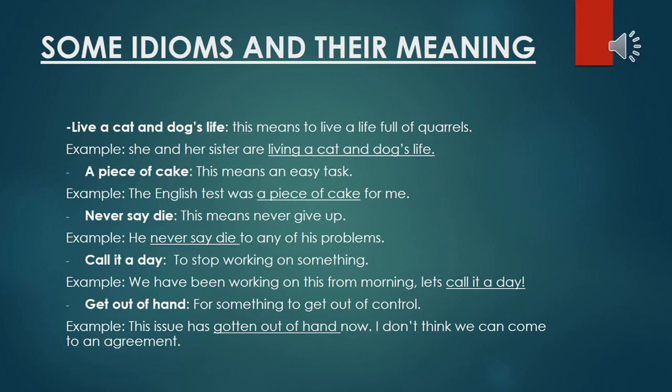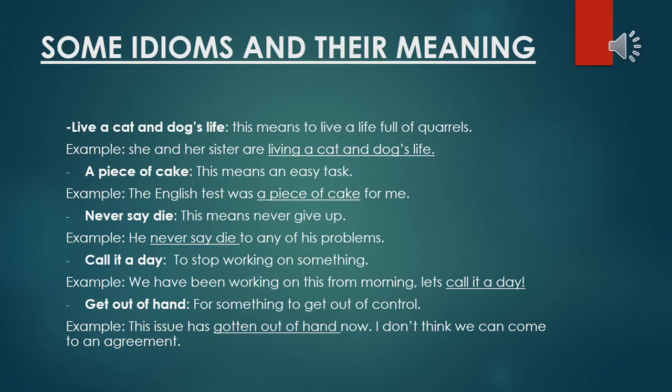Now this is a bit relatable, like it's something we can all relate to. We know that cats and dogs are sort of enemies. Like they don't see eye to eye. They are always at each other's necks. Like a cat and a dog, they don't even like each other that much. So this idiom simply means to live a life full of quarrels. Cats and dogs are always fighting. Wherever they meet, they are always fighting. So live a cat and dog's life simply means to live a life full of quarrels.